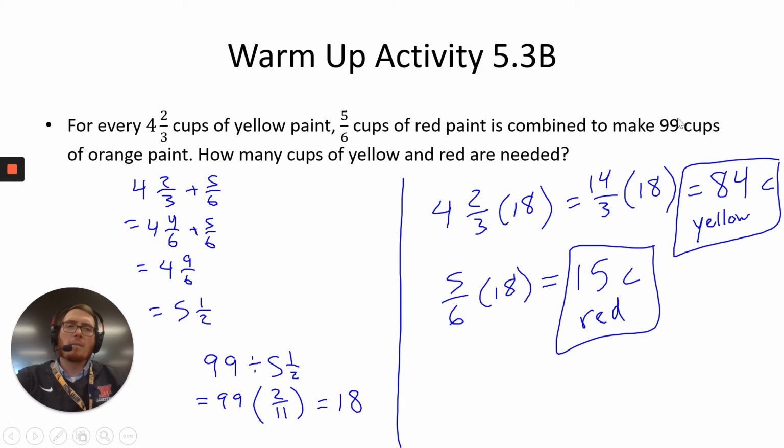Then because you need to make 99 cups total, you got to take 99 divided by how much your recipe is, which is 5.5. And you will end up getting 18. There's a couple different ways you can do that. You can make them fractions and proper, decimal and divide. Okay, either way you should get 18. That means you need 18 recipes worth of each paint. Okay, so each recipe, 4 2/3 times 18, and then 5/6 times 18, will get you to the final answer of how many yellow cups and red cups you need.